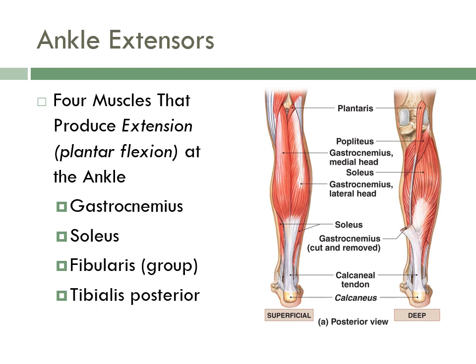We have 4 muscles that produce extension or plantar flexion at the ankle, and those muscles are going to be located on the posterior side of the leg because extension is pointing the toes down, and so we need to be pulling up on the calcaneus in order to point the toes down. So those muscles are the gastrocnemius, the soleus, the fibularis, and the tibialis posterior.